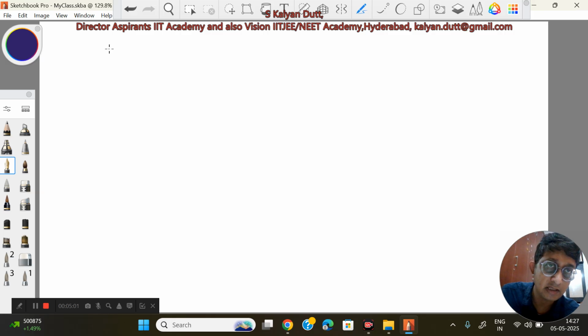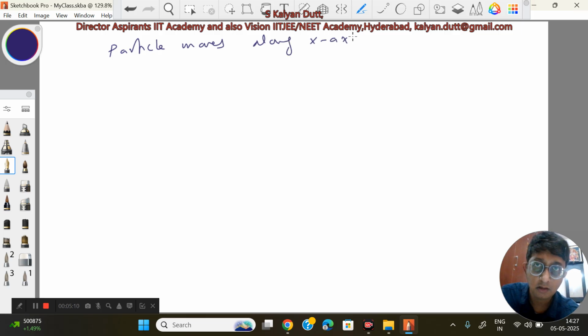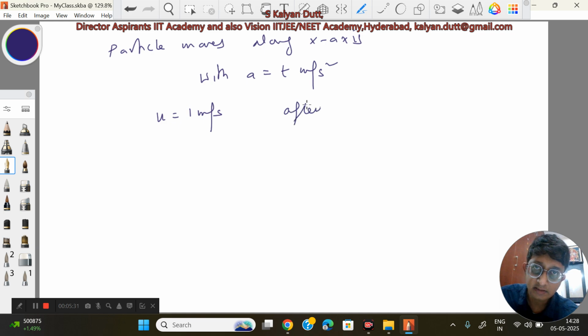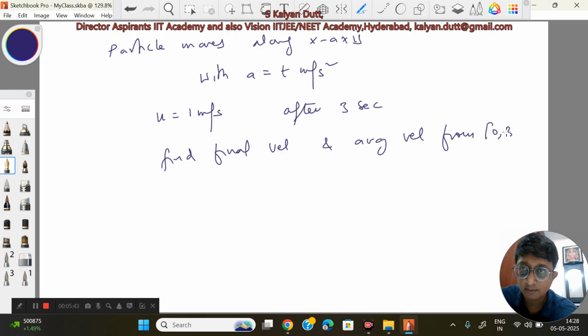Suppose a particle is moving along x-axis. I will drop i for convenience. So particle moves along x-axis with acceleration as t meter per second square. So acceleration is no more constant. Initial velocity of particle is 1 meter per second, and let us say after 3 seconds, find final velocity and average velocity from 0 to 3 seconds. Suppose this is the question.